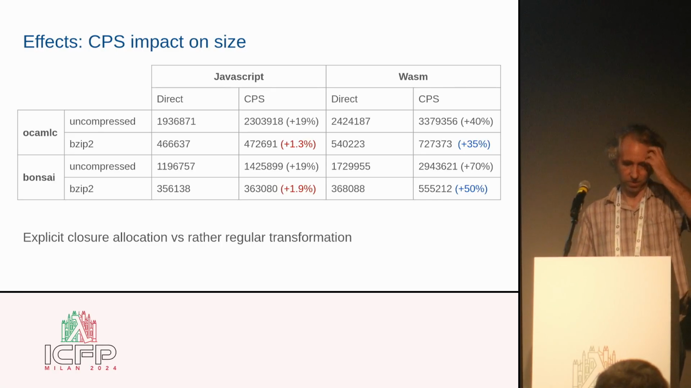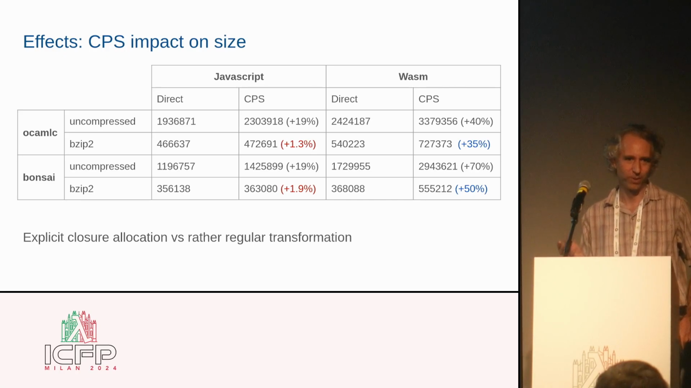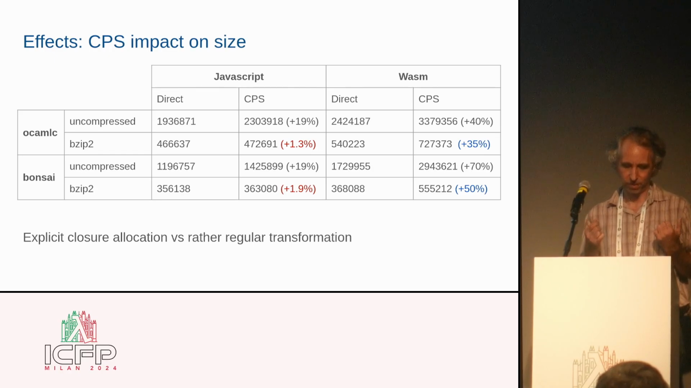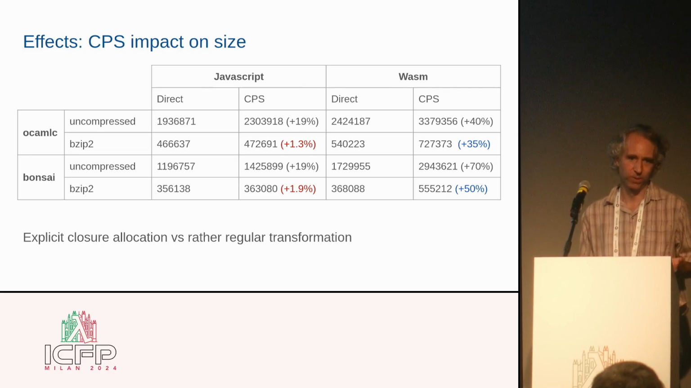Regarding the CPS transformation for implementing effects, the effect on size is really low on JavaScript, which is actually a bit surprising, but I think it's because the transformation is rather regular. And in WASM, it's a lot more costly because we have a lot more functions, so a lot more closure allocations to implement.